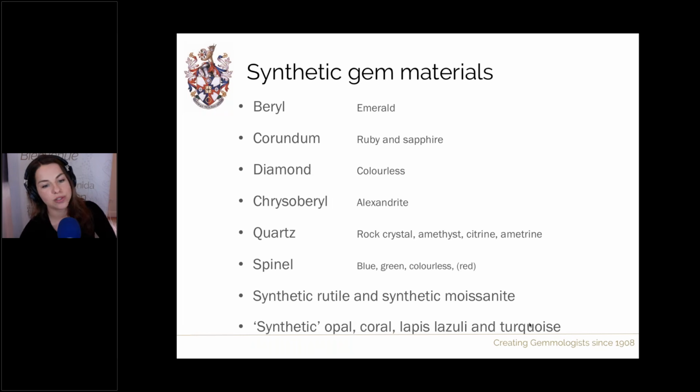And also there are reports of synthetic peridot being made and forsterite as well, but these are not commercially available, so not widely available.